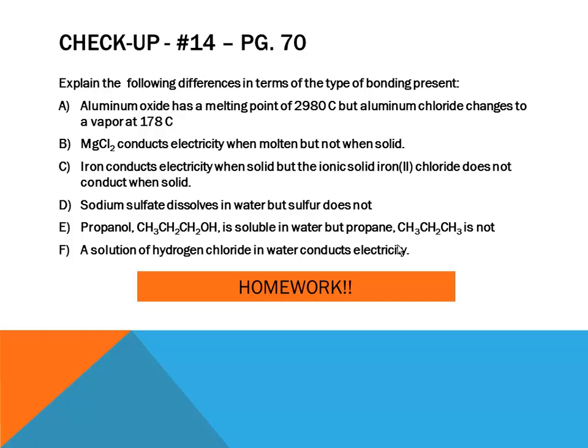And propanol, which is an alcohol, has an OH on it and is soluble in water, but propane, with no oxygen, is not soluble in water. One's actually a liquid and one's a gas. You have to think about hydrogen bonding in that. And F, a solution of hydrogen chloride in water conducts electricity, so why does hydrogen chloride conduct electricity? If you can answer these questions, you will have a solid understanding of how bonding works and intermolecular force.